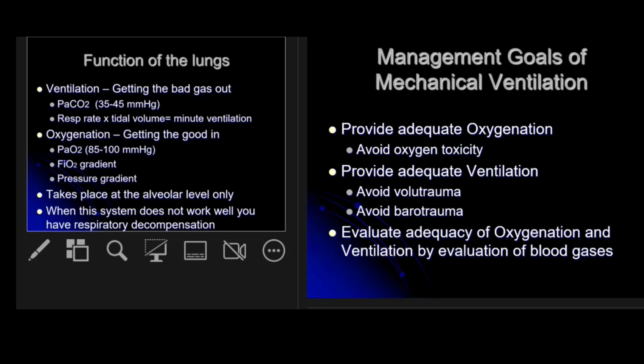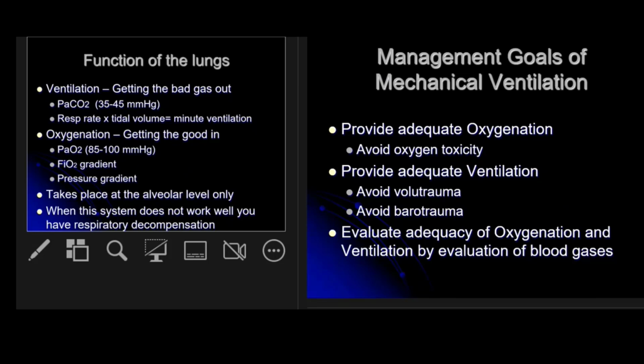So again, the functions of the lung: ventilation is getting the bad gases out, and the majority of us regulate our breathing to keep our CO2s in the 35 to 45 range, unless we develop COPD, and then it stays higher. We calculate that by looking at the respiratory rate times the tidal volume, and that's minute ventilation. I saw you have in your donor management guidelines ways to calculate your minute ventilation and adjust the ventilator based on that. But this is the reason that we do it this way.